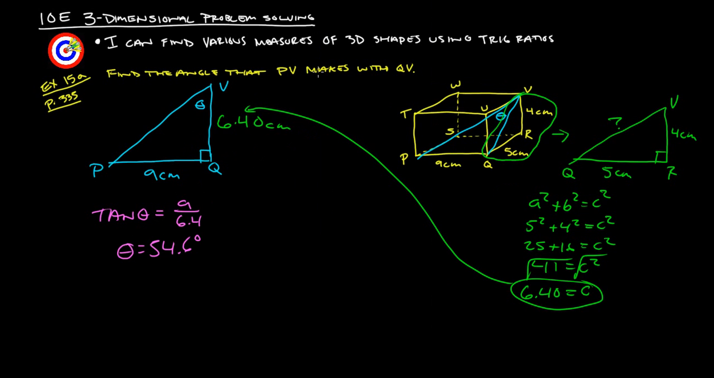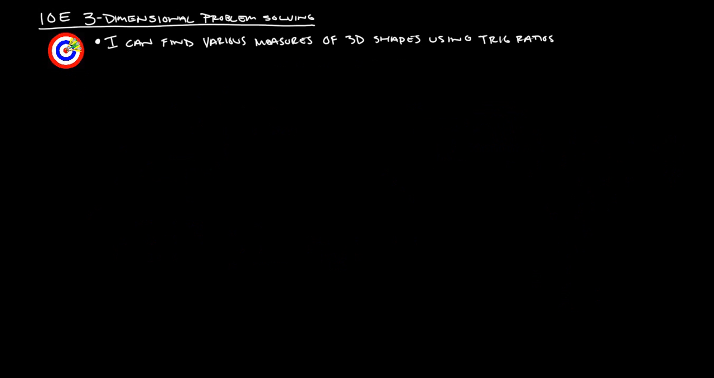So, find the angle that PV makes with QV. So angle PVQ is about, we really probably should make the little squiggles, 54.6 degrees, and the little squiggles mean approximately. Alright? Alright. One last example.